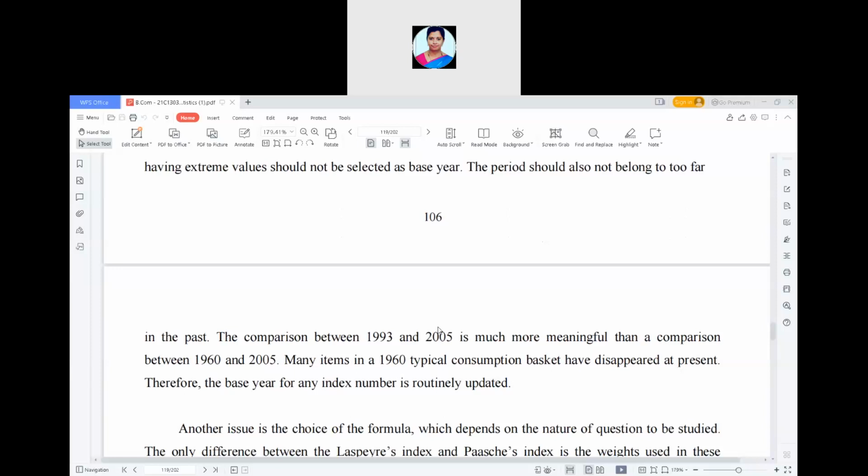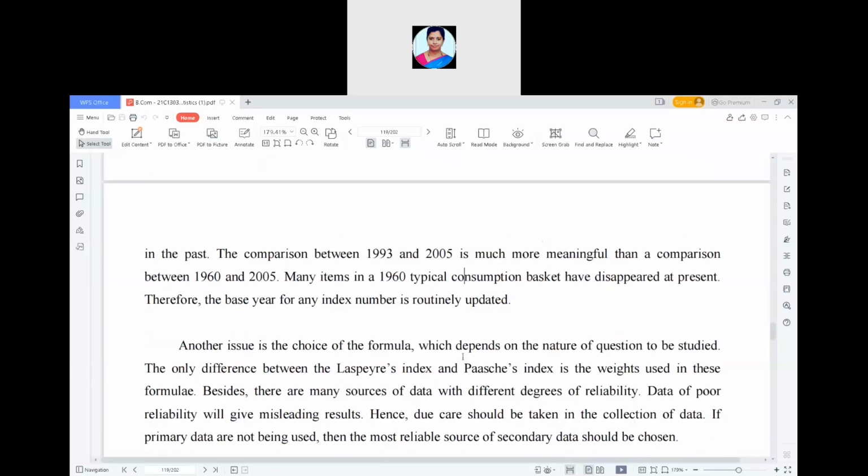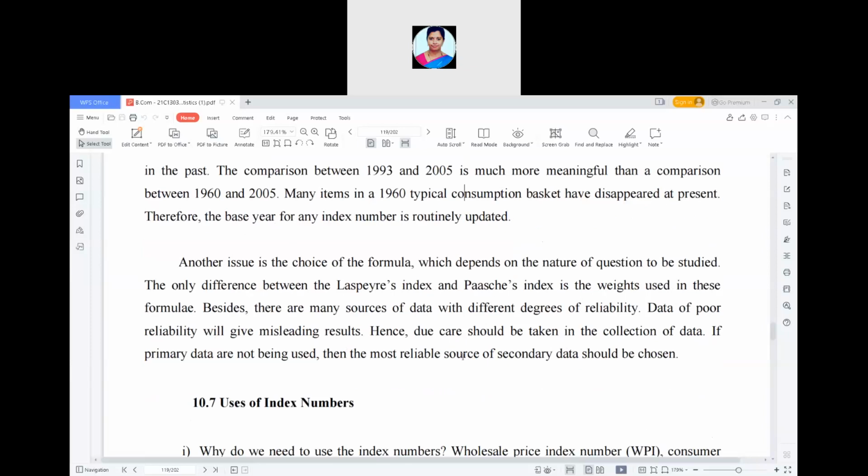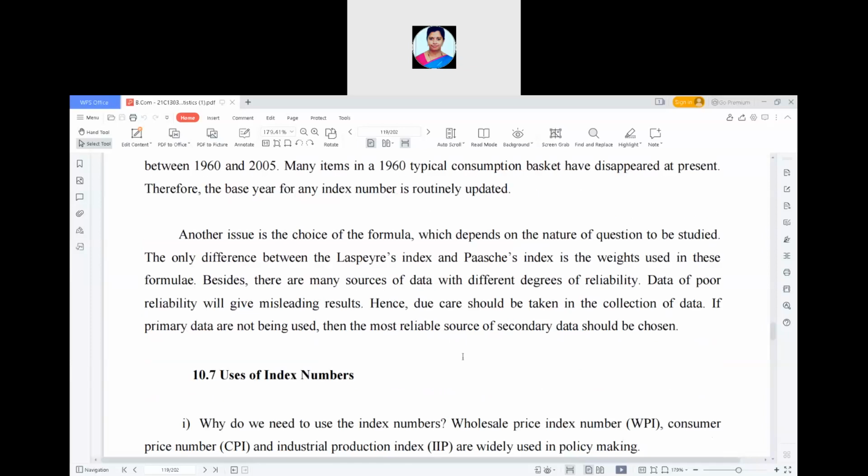Another issue is the choice of formula, which depends on the nature of the questions to be studied. That is the only difference between the types of indices. When we are using a type of index, which formula are we going to use, and whether we are going to use weights in this formula.